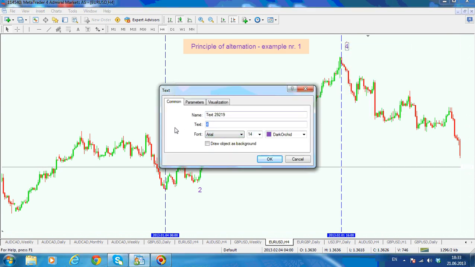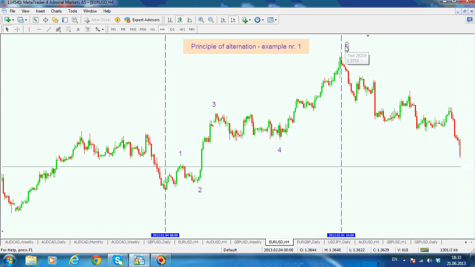Now, according to the principle of alternation, you should look for alternation between the second and the fourth wave of the same degree. So you're looking for the fourth wave here to alternate with the second wave. And they should do so in price. That means the distance covered by the second and the fourth wave should be different.